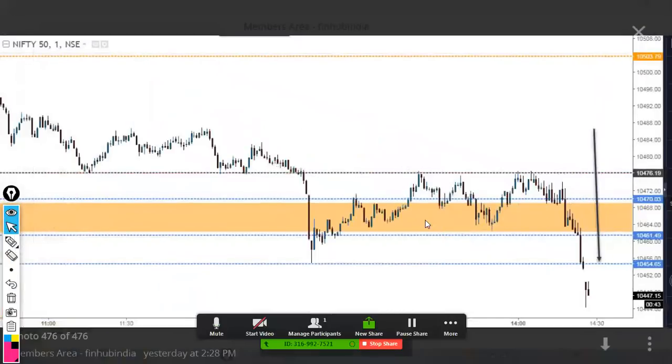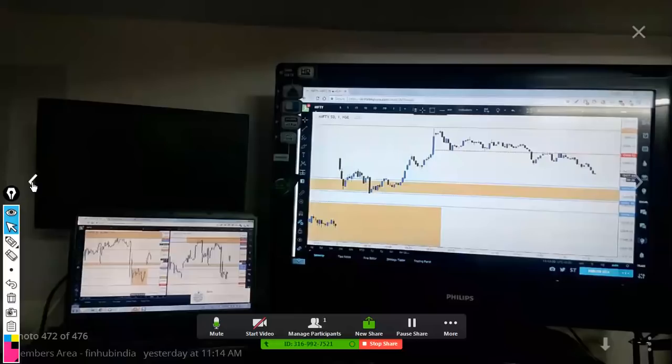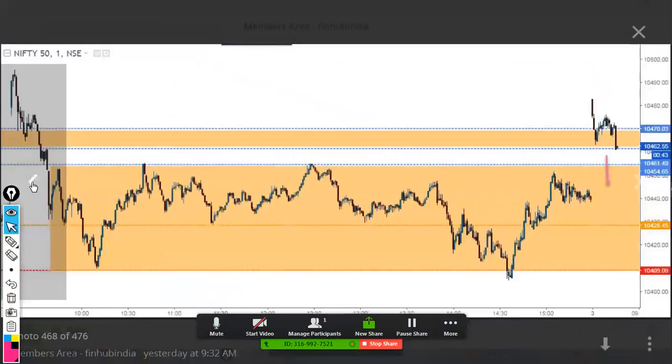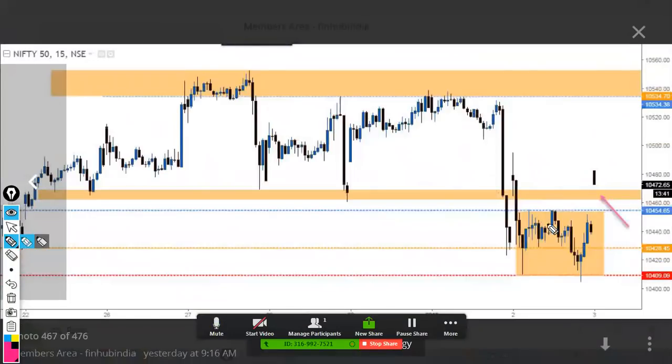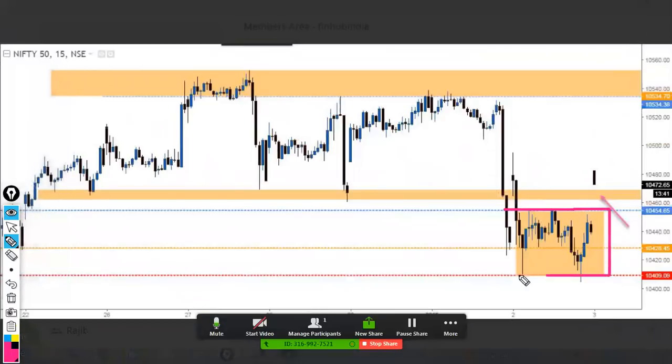Next. Okay, so the same thing that I talked about. You see, on the first chart, I talked about this thing, right? See this, yeah. So I was telling that, okay, we are ready to trade this channel either way, right? So price falling back down here.